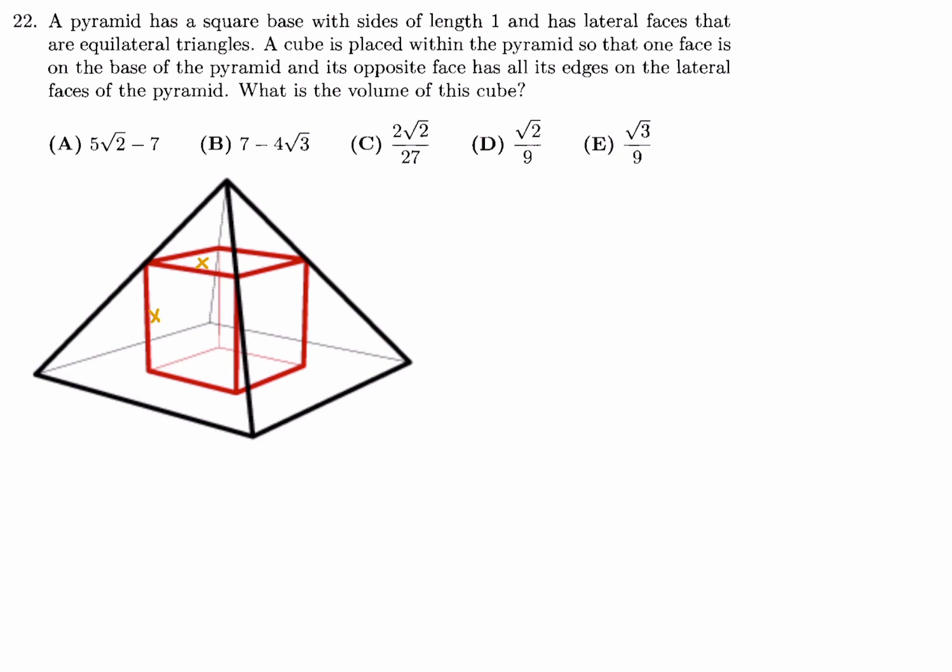Well, the volume, of course, is just going to be equal to x cubed, right? The volume of a cube is x to the power of 3. So if I figure out the value of x, then I'm set. But how am I going to figure out the value of x? So I have to create a strategy. And the strategy is as follows.